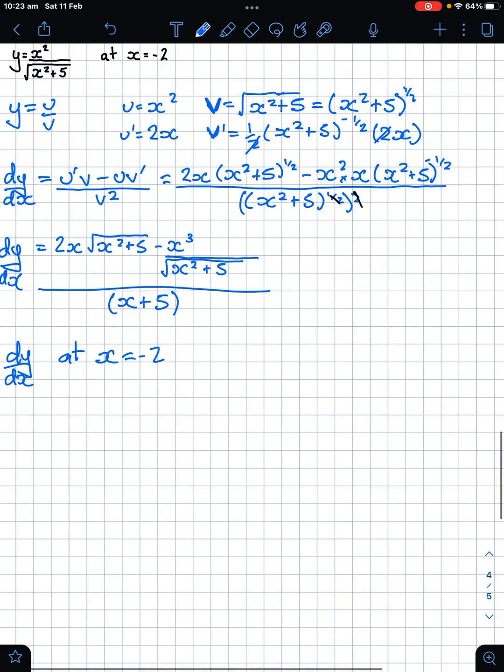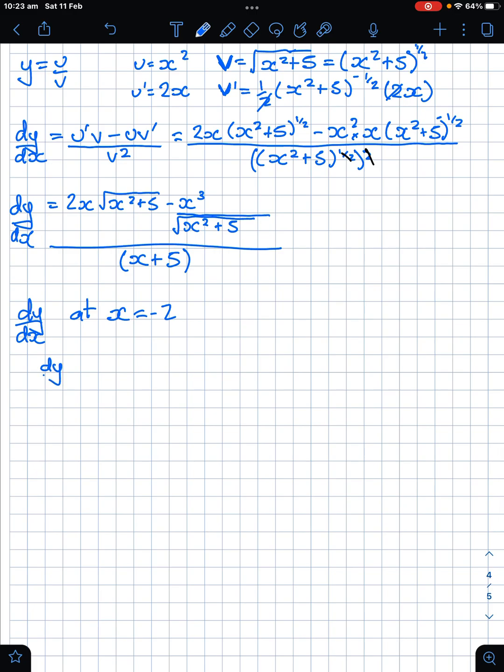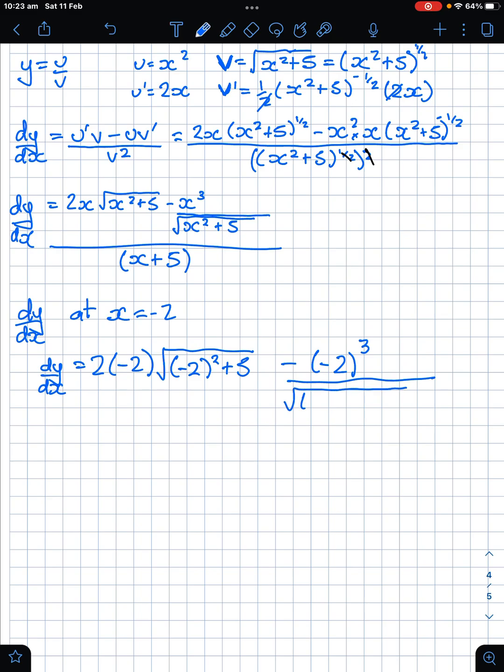So this means dy/dx equals 2 bracket, so we're subbing in, that's the 2x, -2, and then we've got the square root of (-2) squared plus 5, minus (-2) cubed, all over the square root of (-2) squared plus 5, and this is all over (-2) squared, sorry, I missed a squared there, plus 5.